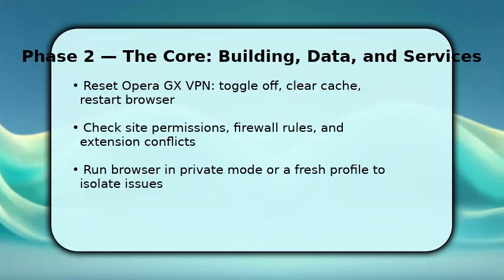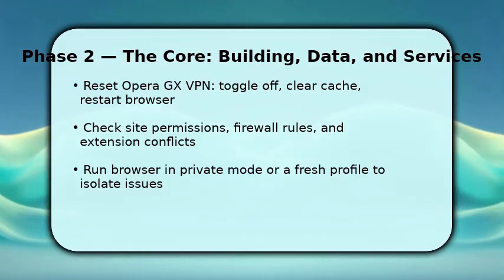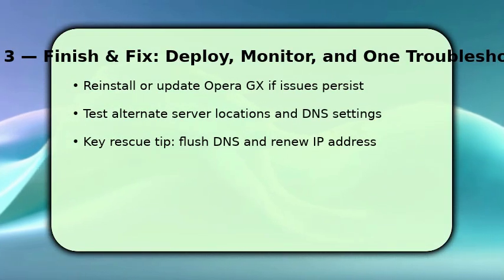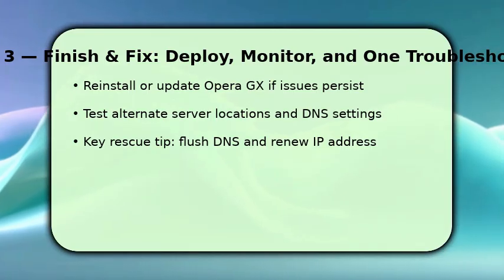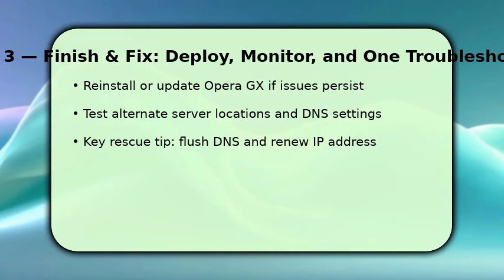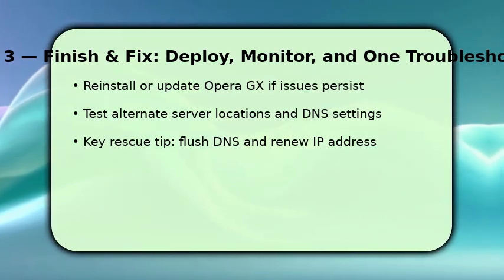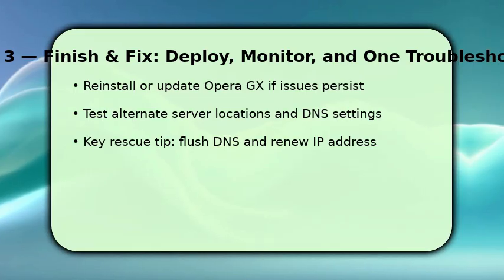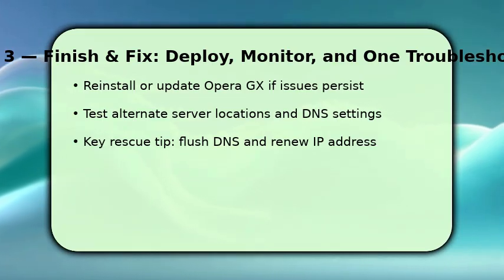To finish, update or reinstall Opera GX if problems persist. This restores default VPN components. Test different VPN server locations and switch DNS to a public resolver like 1.1.1.1 or 8.8.8.8 to bypass ISP DNS issues.